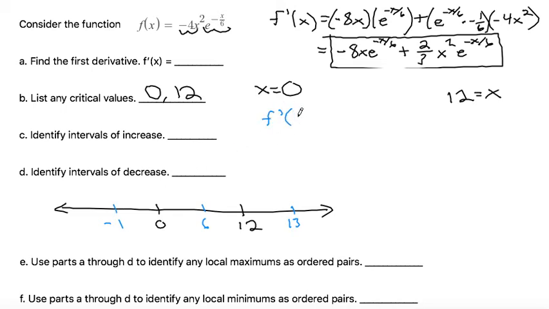Let's plug in -1 first. So we get -8 times -1, e to the power of a negative is a positive, so that would be e to the 1/6, plus 2/3 times -1 squared, e to the, again, positive 1/6. So to simplify, a negative times a negative is a positive 8.